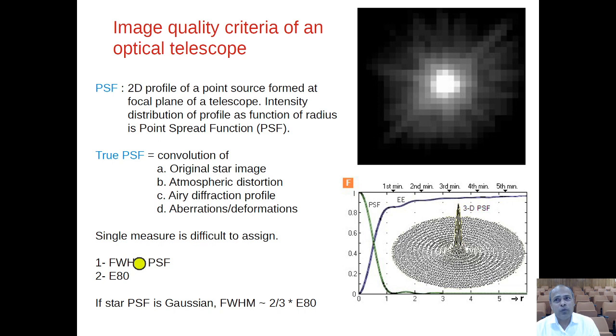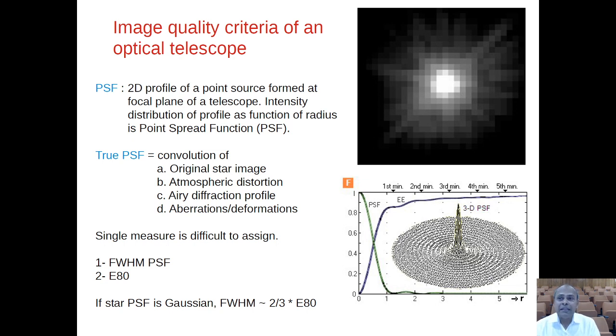One is the full width at half maxima of this PSF. So this is one intensity. When it falls to half, this is the half width. In fact, the full width at half maxima of this particular PSF profile represents the image quality of an optical telescope. The second parameter is the diameter enclosing 80% of the energy. If 80% of the energy is encircled in a diameter, we refer to that as the E80. Normally while designing optics, we use that parameter.